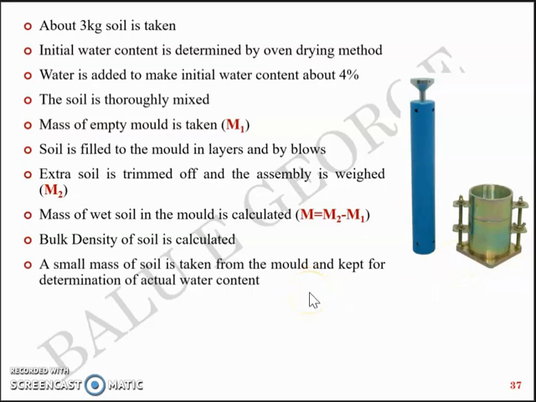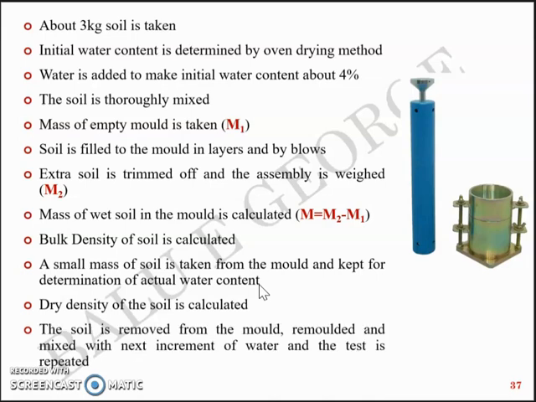A small sample of soil is taken from the mold and kept for determination of actual water content. The initial water content was an approximate assumption, whereas when you take a sample of soil from the mold and keep it in the oven, you can get the precise water content the next day, based on which you can calculate the dry density of the soil. You have bulk density here, you have the water content here, so from which you'll get the dry density or the dry unit weight. The soil is then removed from the mold, remolded and mixed with the next increment of water, and the test is repeated.